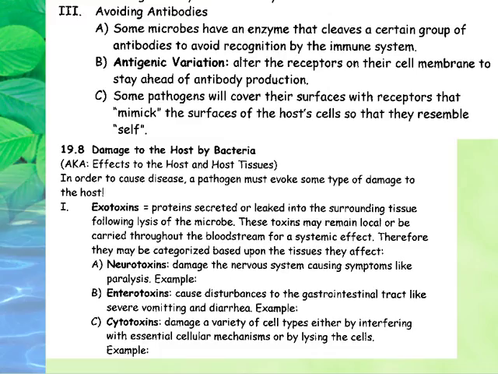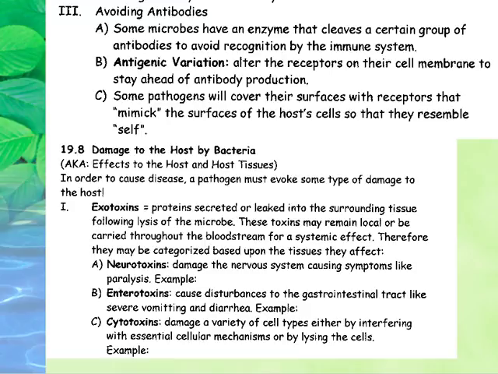Now, antibodies are the proteins that your immune system produces that enable you to recognize an infection or a pathogen when you come in contact with it a second time. Some microbes have an enzyme that literally cleaves or cuts part of those antibodies to avoid being recognized. There's antigenic variation. We talked about genetic reassortment. They literally change some of their receptors on their cell membrane to stay ahead of antibody production. Think about the flu and how quickly it mutates.